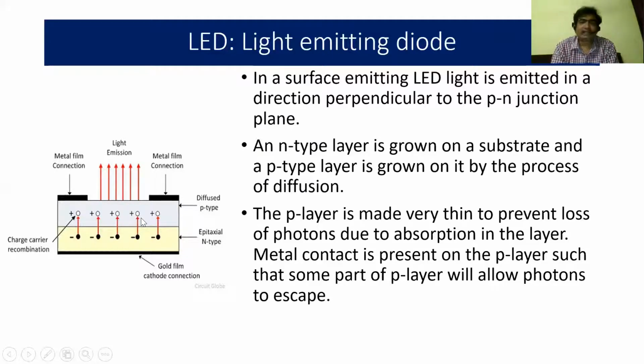Metal contact is present on the P layer. So here these are the two metal contacts, such that some part of the P layer will allow photons to escape. If it completely covers, then photons don't emit. So these two metal films are arranged in such a way that they allow the escaping of photons from the surface.